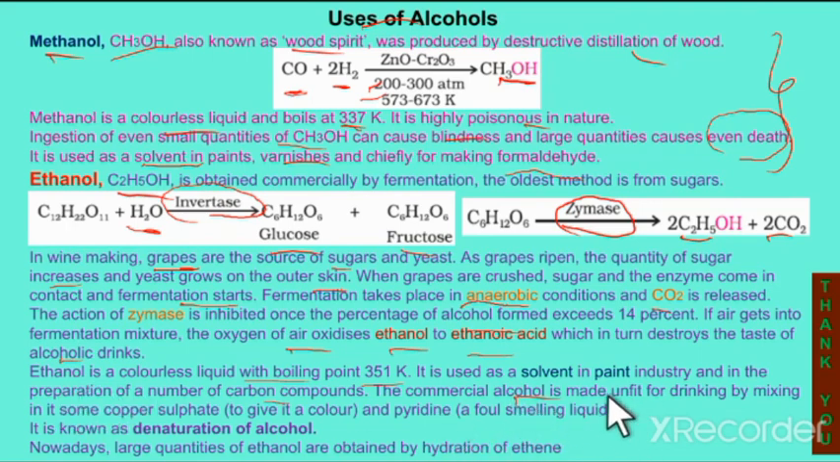The commercial alcohol is made unfit for drinking by mixing in some amount of copper sulfate and pyridine. Here the copper sulfate gives color to the alcohol, and the pyridine gives a foul smell. So it is unfit for drinking. This process is known as denaturation of alcohol. Nowadays we mostly get ethanol by the hydration of ethene. So this is about the uses of alcohols and the chemical properties of phenols. Thank you.